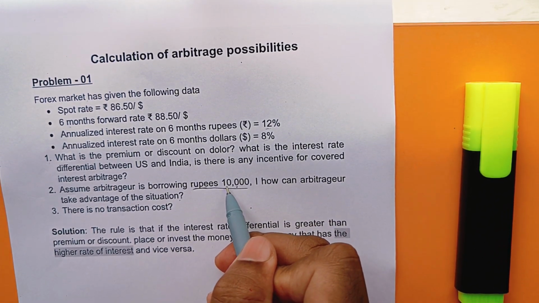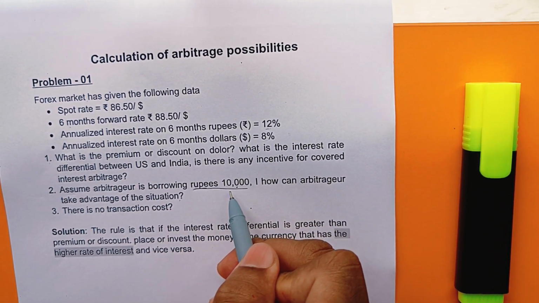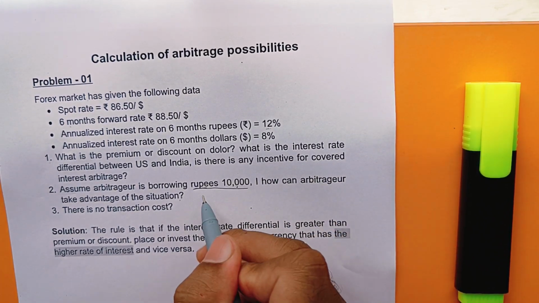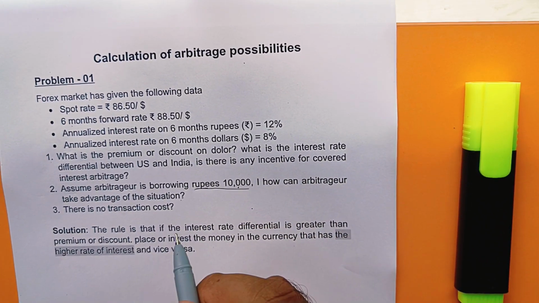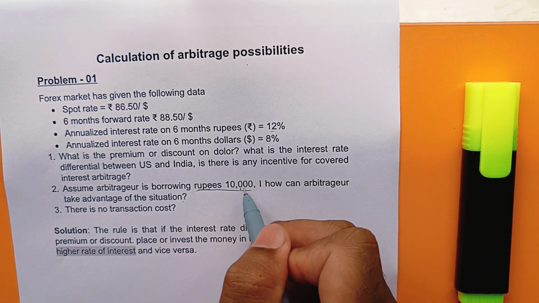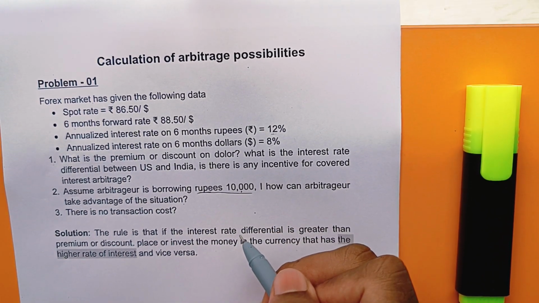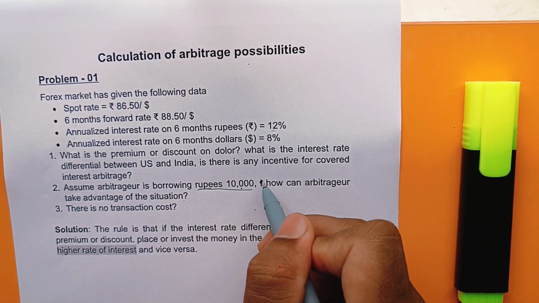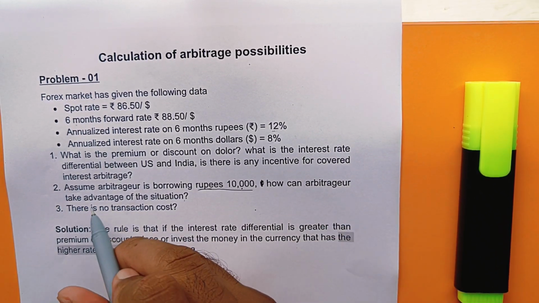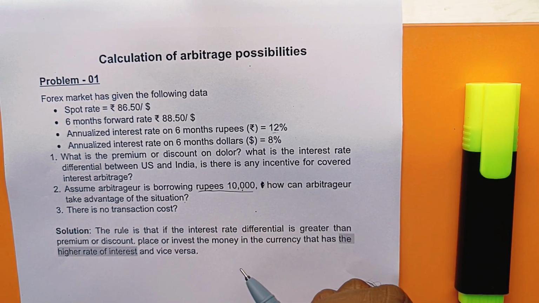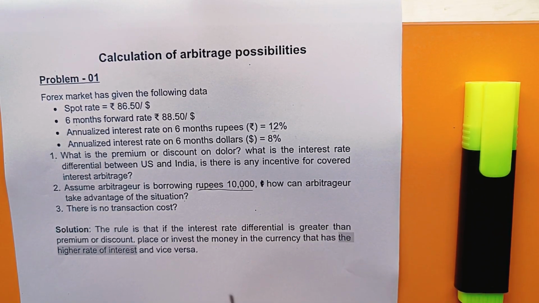If you are borrowing in India, then obviously you are going to invest in the USA. Take for example, if instead of rupees the dollar is given, you will borrow in the US and obviously invest in India. Understood? Next, how can an arbitrageur take advantage of the situation, how will we make the profit out of this situation? That is your problem.